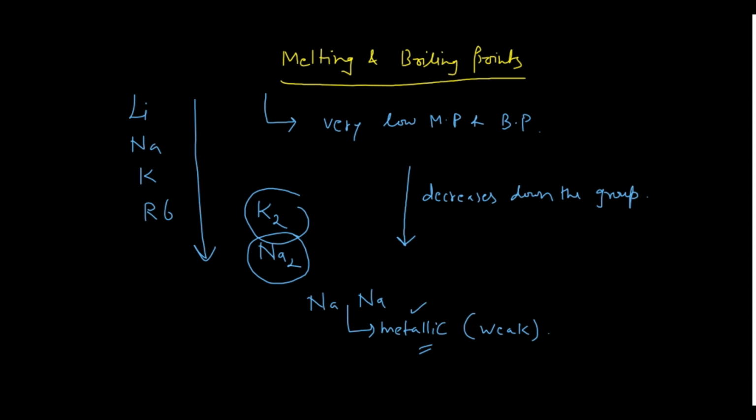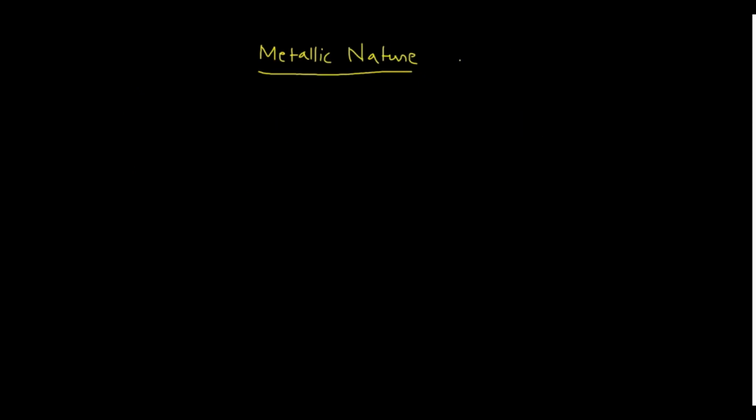Another very important thing. You know what the modern definition of metals is? The elements which can easily remove electrons from their outermost shell are metals. That means they form positive ions. And all the alkali metals, if I write the alkali metal as M, very readily lose one mole of electrons to form M positive. If they lose one electron, it will form M positive. That means they are metallic in nature.